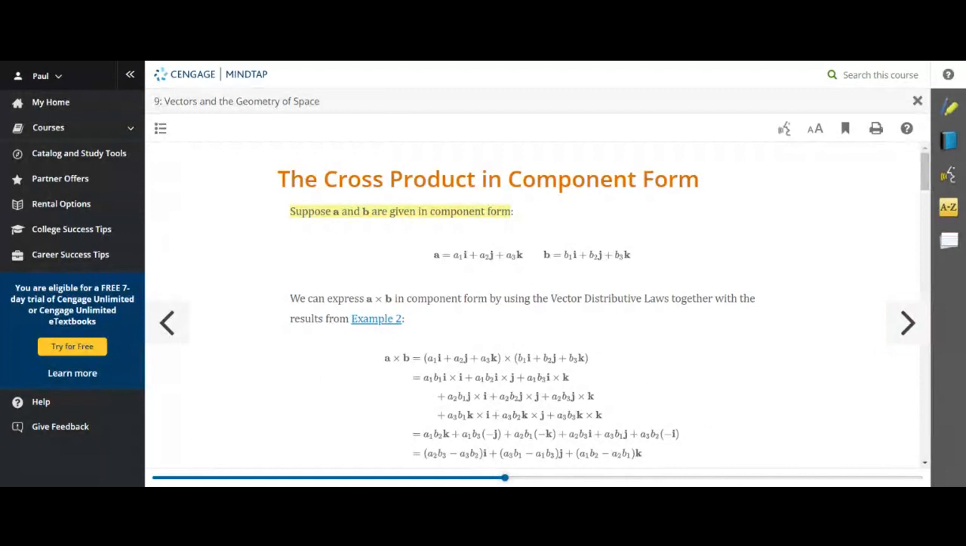Now, the formula for the cross product that we have is nice, but the problem is if you have two vectors, you don't always know the angle between the two vectors. And then what are you going to do? Suppose we always know the components of the vectors. So what if we could compute the cross product with a formula based on the component forms of the vectors? Well, there is a formula.